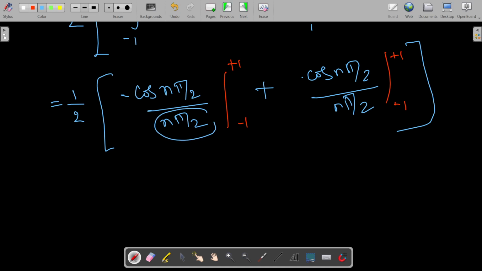When you take this n pi by 2, which is common for these two terms, then you can bring it outside, so that you will be getting this as 1 by 2 into n pi by 2, that 2 gets cancelled, so it is 1 by n pi. Already I have told you there, right? It is t.